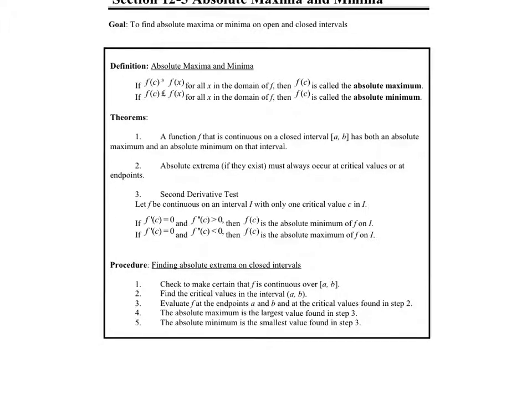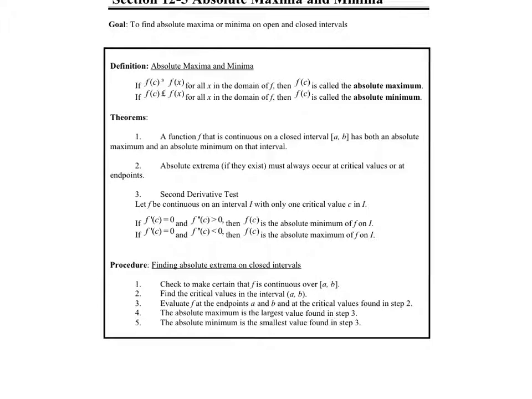So if we were to talk about the difference between a local max and min, which is what we've been finding using our sign chart, and an absolute max and min, what do you think the difference would be? If it's absolute, what do you figure that means? Exactly. There would be absolutely no other point anywhere on the graph that could have a bigger y value than what that is.